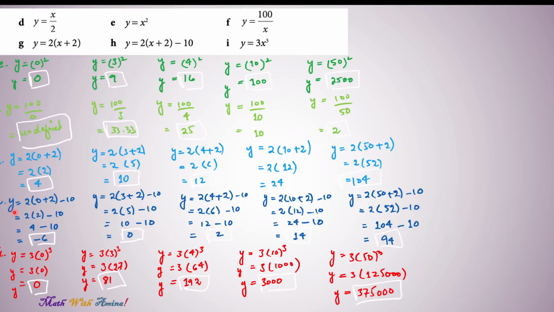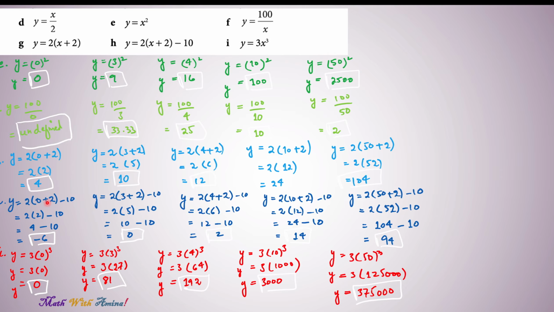Next expression, or the second last equation, is y is equal to 2 into x plus 2, out of the bracket we have minus 10. So as per the rules, when we are solving an equation of this type, we replace x with the value of x given. So in here we have x, so it will become 0, in here 3, in here 4, in here 10, and here it will become 50.